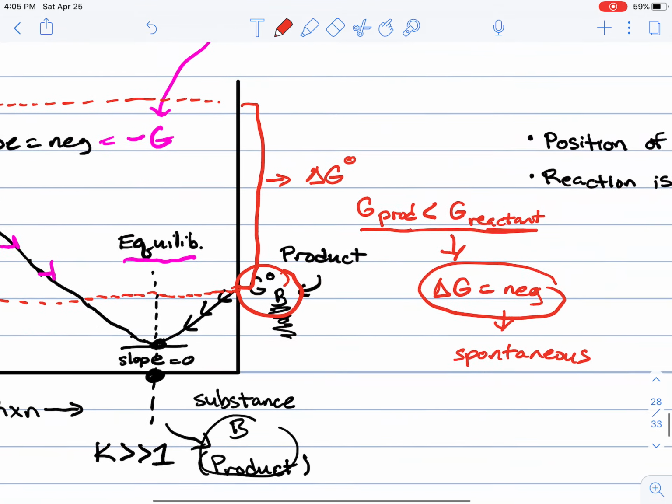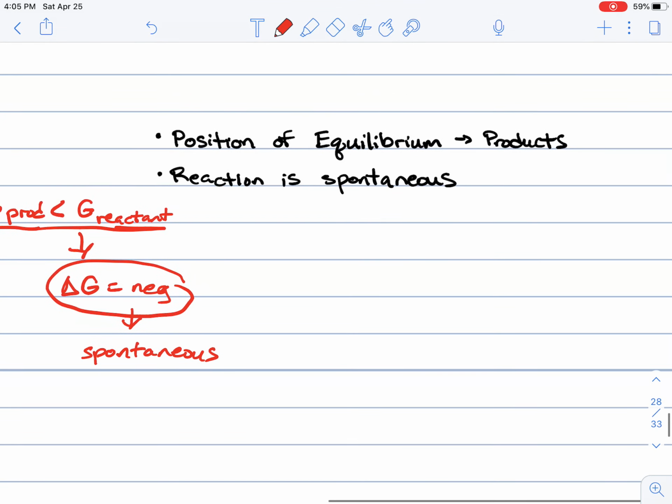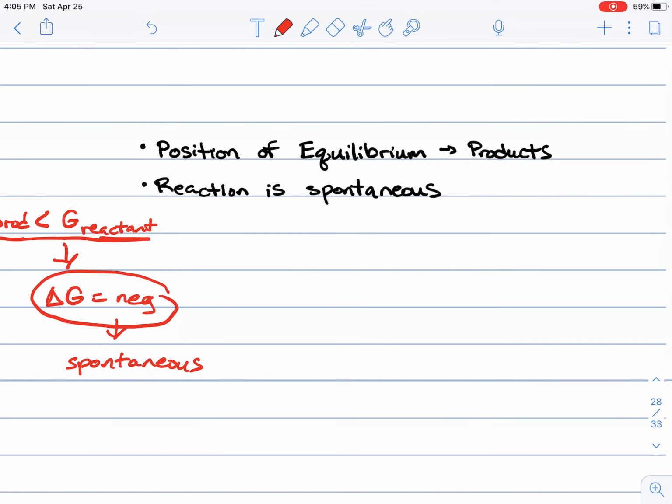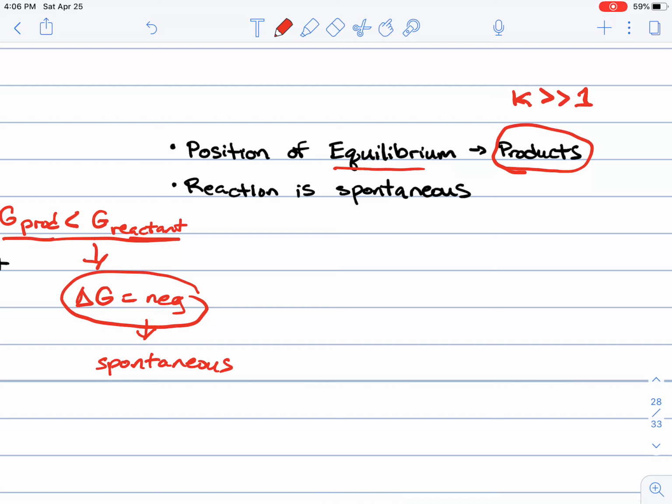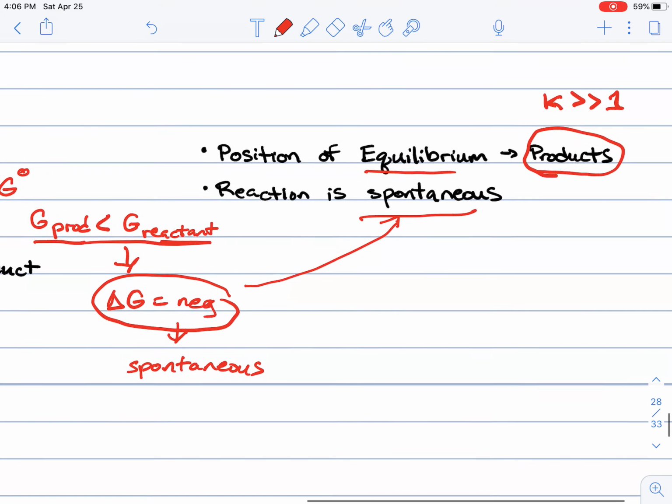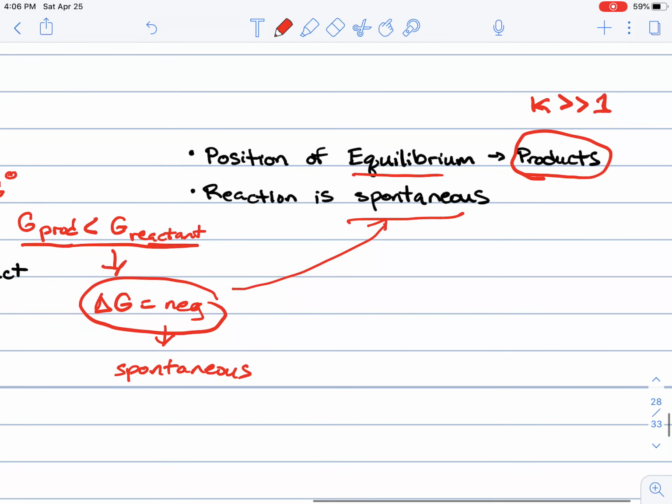All right, so the take-home message is the position of equilibrium is going to lie in favor of the products, which once again highlights the point that K is going to be far, far greater than 1. And so since the value of delta G is negative, the reaction is going to be a spontaneous process in favor of the production of the products.